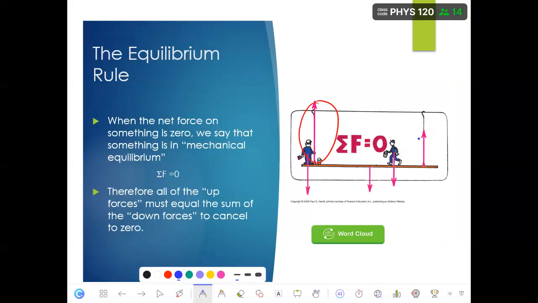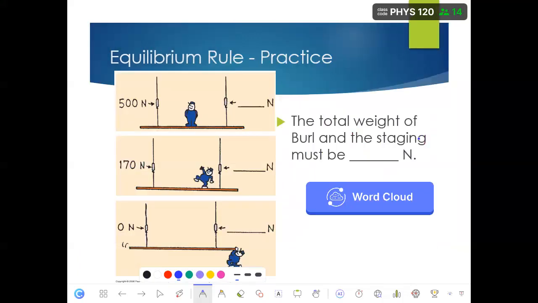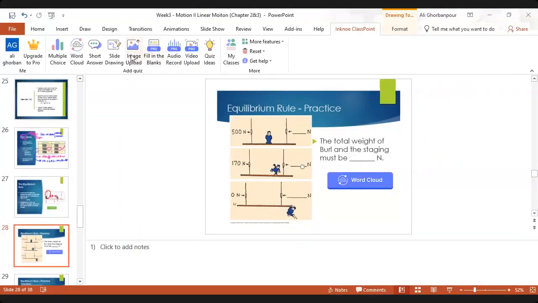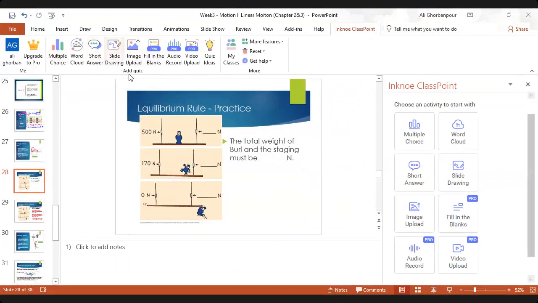Okay. No question. Static is when there is no motion. Okay. Go ahead and try to answer these questions. Let me just change the word cloud, okay, to word cloud. Image.